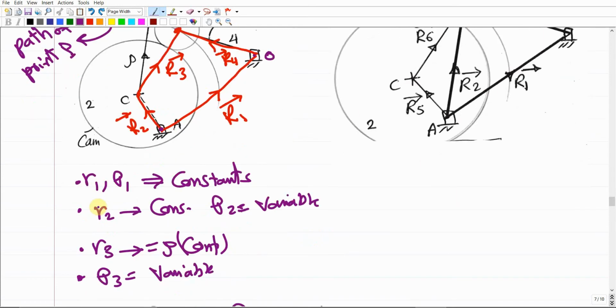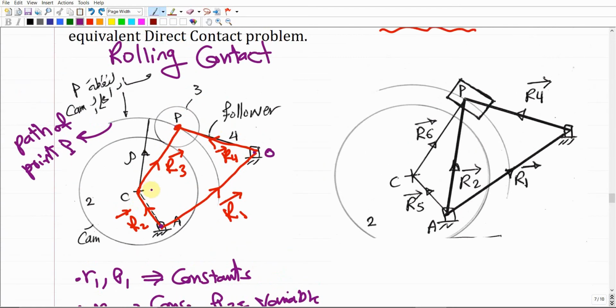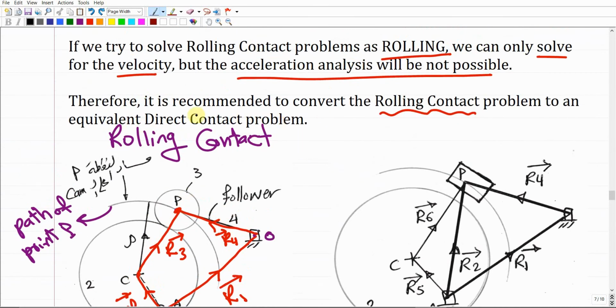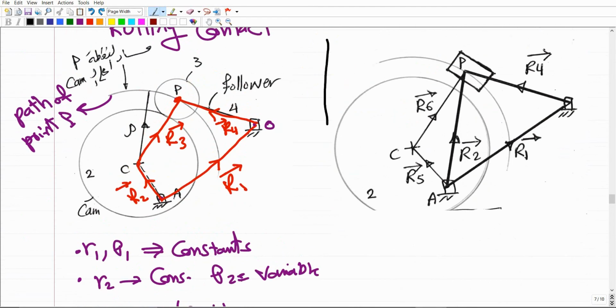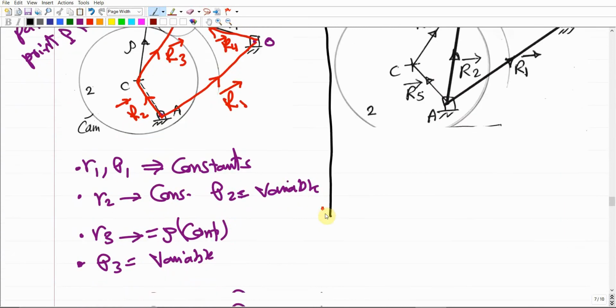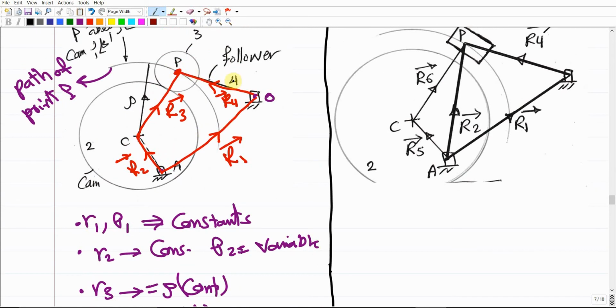If we are interested only in the position analysis and the velocity analysis, we can deal with the problem like a rolling contact problem. But if we are interested in the acceleration, we have to convert. This is the procedure. It is recommended to convert the rolling contact problem into an equivalent direct contact problem. So if this is the original, let us split it here. This is the original rolling contact problem. I'm going to convert this problem into an equivalent direct contact problem.